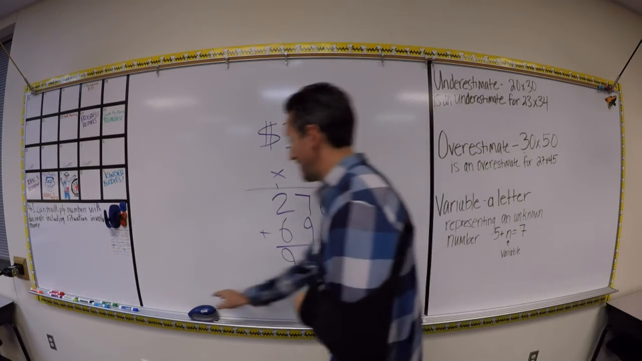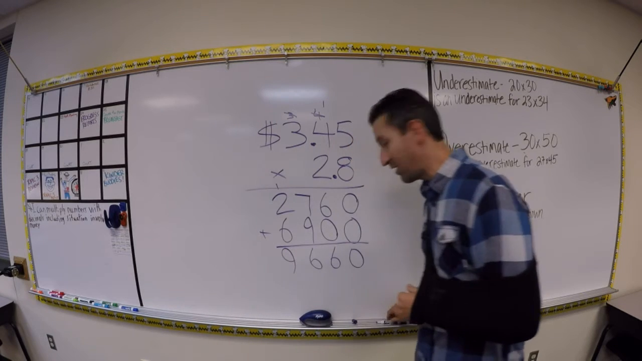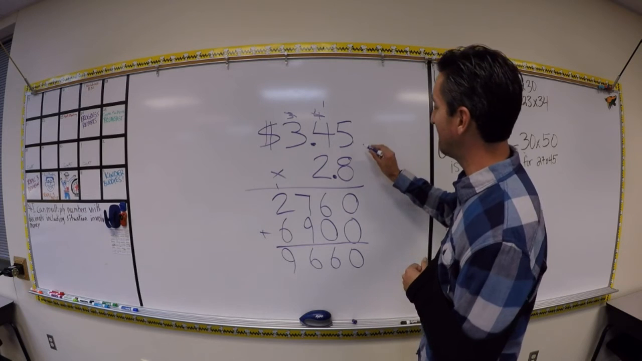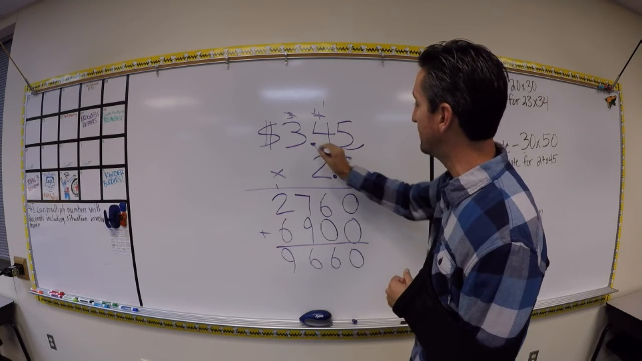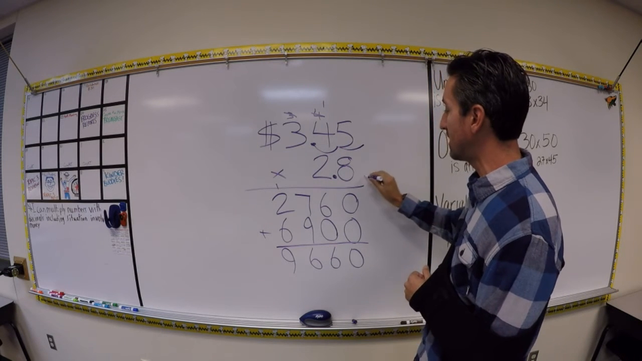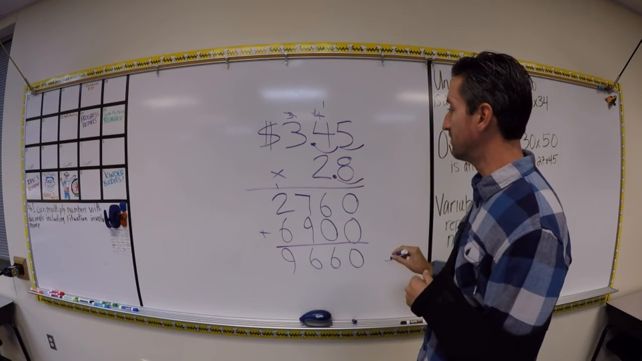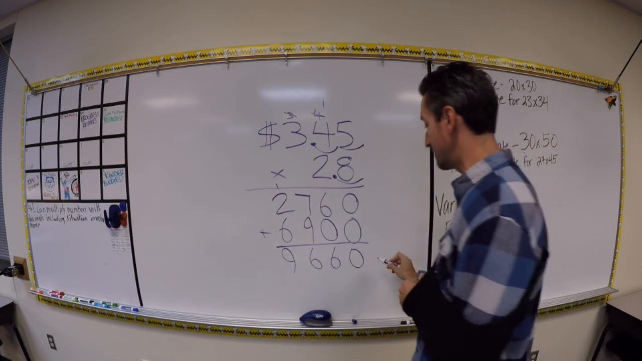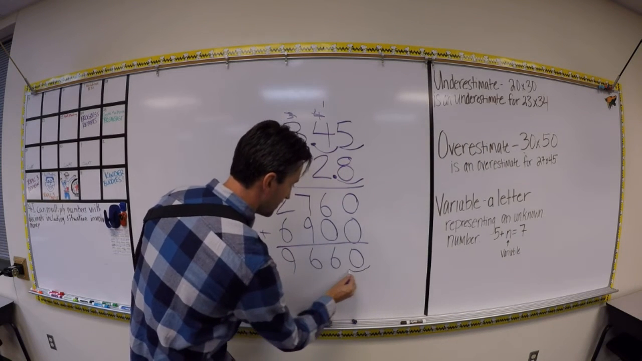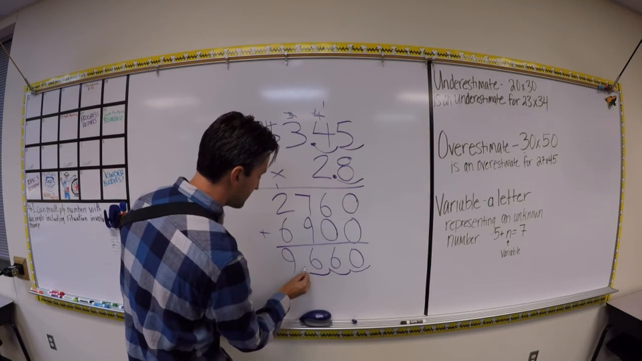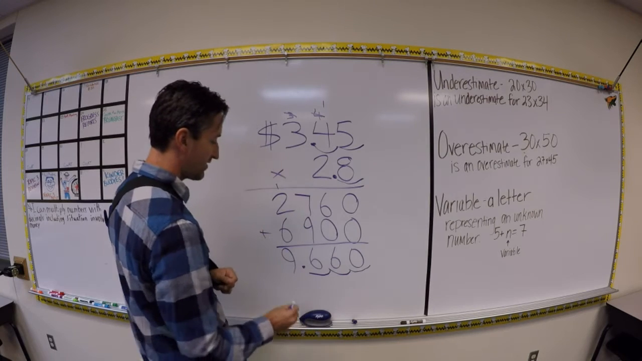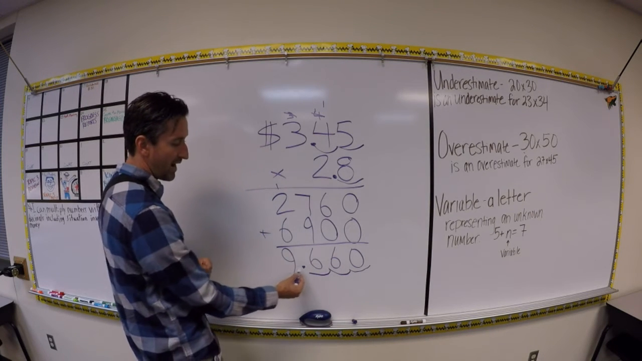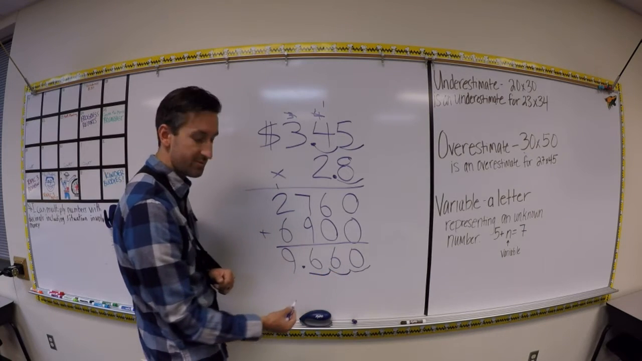Okay, now that we forgot about our decimals, we can come back and find out how many places we need to move it over. I left off 2 decimals on the top and 1 on the bottom. So I need to move my decimal a total of 3 times down here. So 1, 2, 3 places to the left. And that gives me 9 and 660 thousandths.